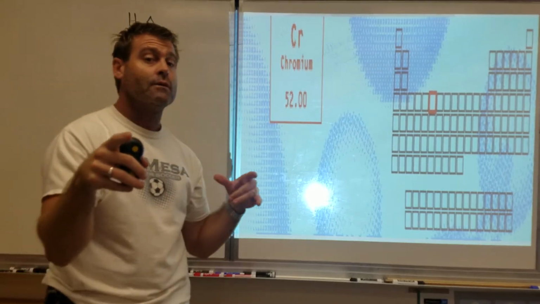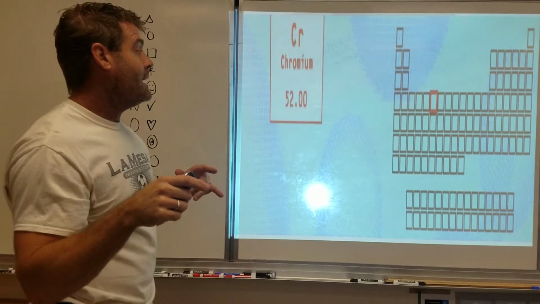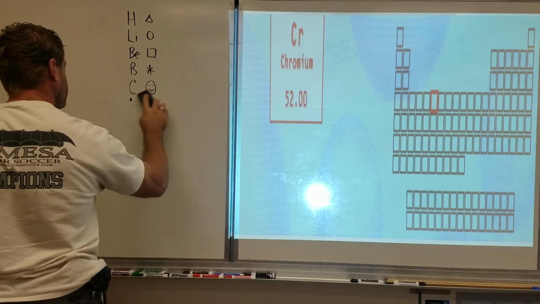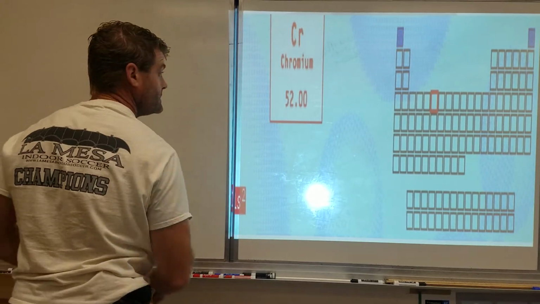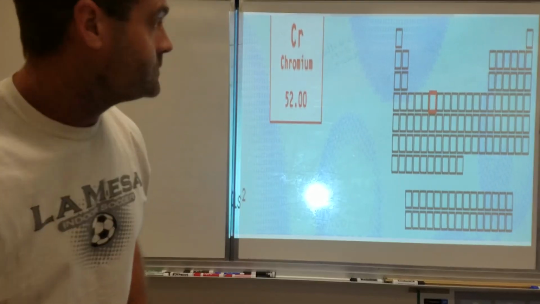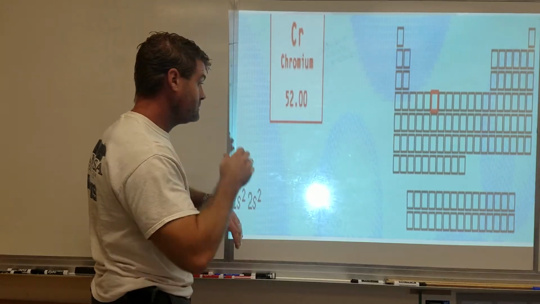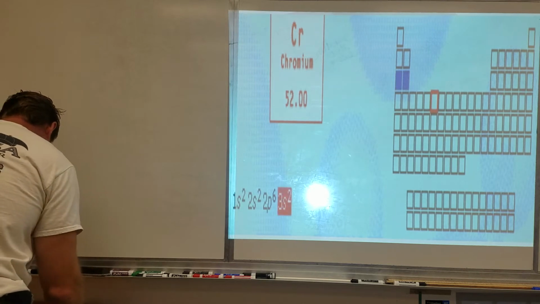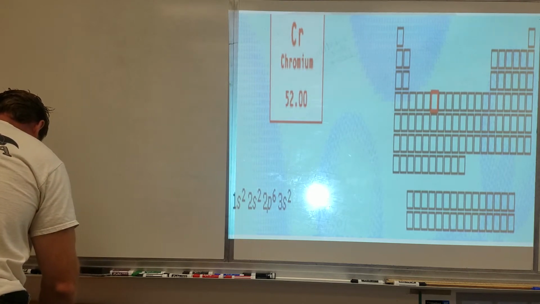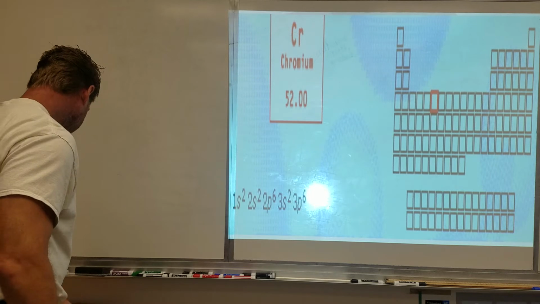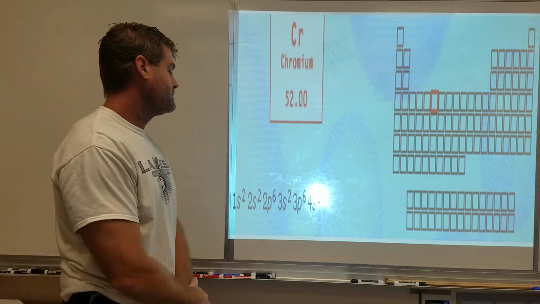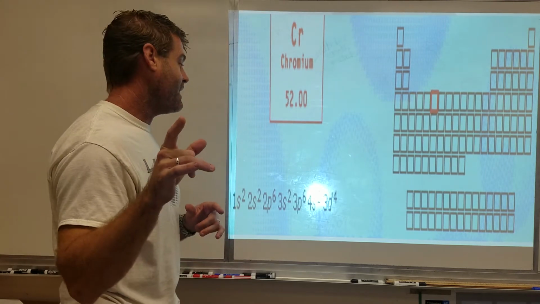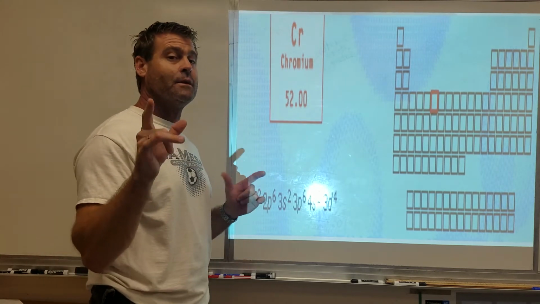Okay, so now we're going to see a relationship. This is easy. Here, chromium is element number 24. Its configuration is 1s2, 2s2, 2p6, 3s2, 3p6, 4s2, 3d4.